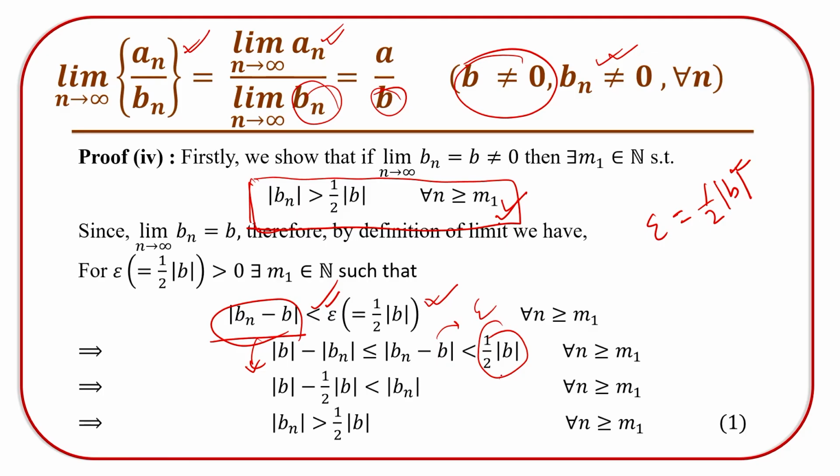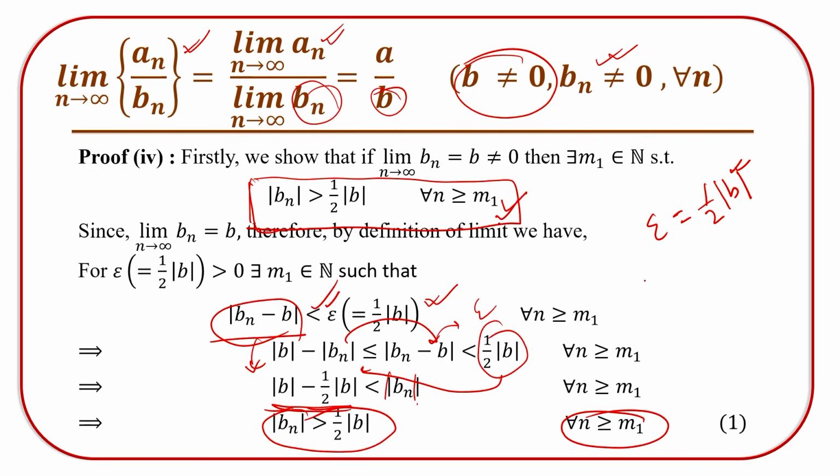Now rearranging the whole thing. Take this side, so |B| minus half |B|, and take this side here. So this is less than |Bn|. Now this is going to be half of |B|. So |Bn| is always greater than half of |B|, and this happens only for n greater than or equal to m1. Remember this one.